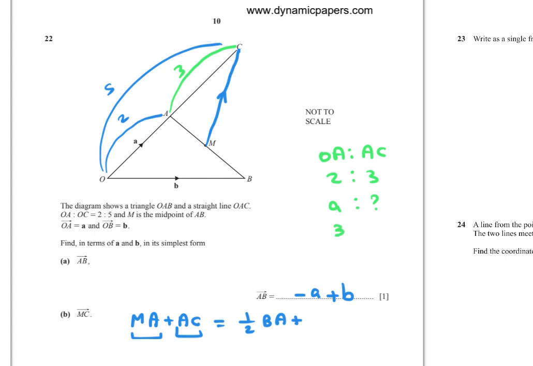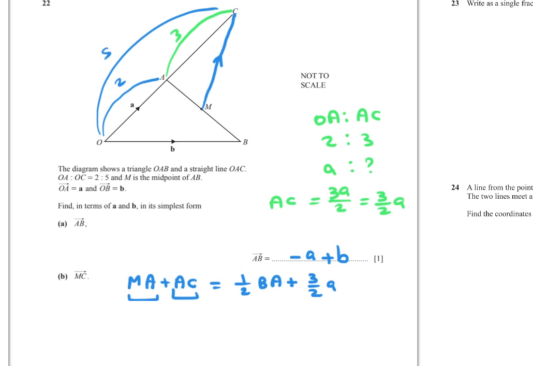So AC is 3A over 2, or 3 over 2 A. Now we can write AC as 3 over 2 A. For BA, we have AB equal to negative A plus B, so BA, in the opposite direction, changes the sign: A minus B. So half BA equals half of A minus B, plus 3 over 2 A.